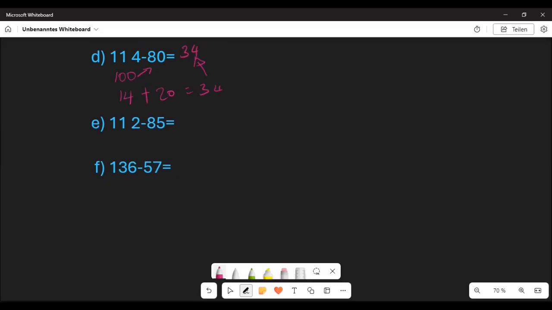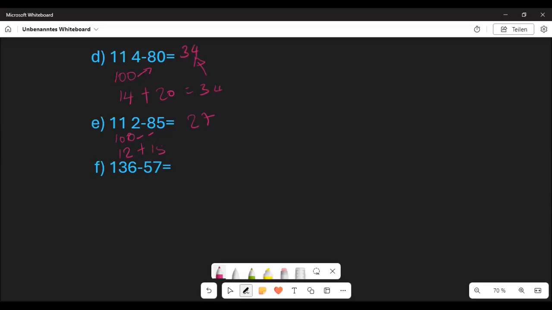Let's look at this again: 112. Again, our reference number is 100. So we ask, what is the difference between 100 and 112? It's 12. That 12 is what you want to add to the difference between 85 and 100, which is 15. So you have 27 as our answer.